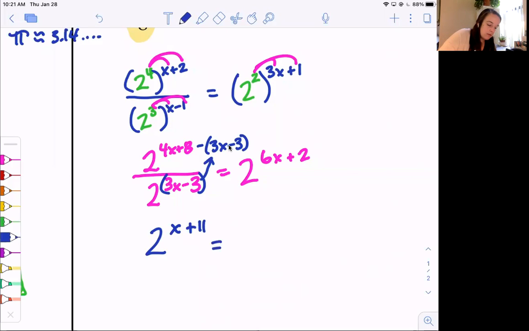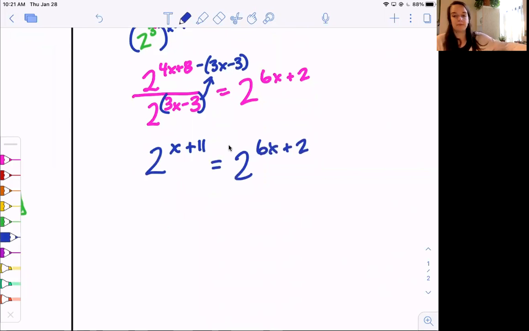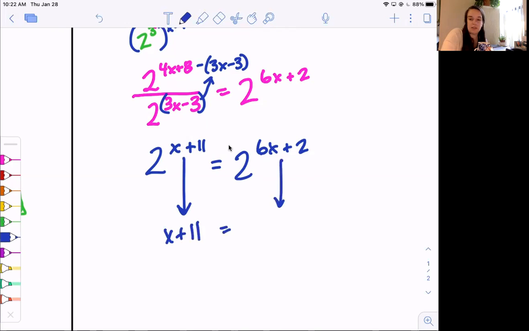Is equal to 6x plus 2. Okay, it's looking more simple. What can I do now? Yes, set the exponents equal. I've got x plus 11 equals 6x plus 2. I set the exponents equal.